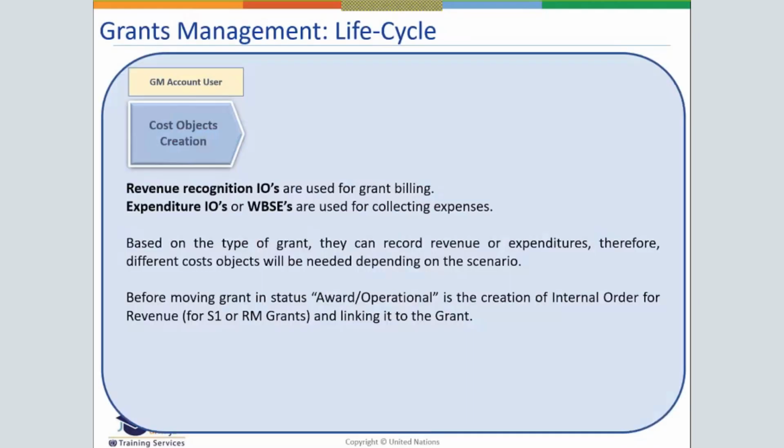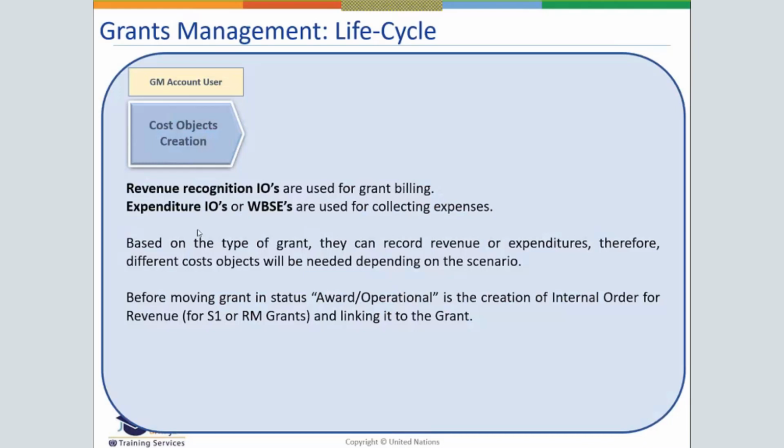Next step is to create the cost objects that we will need to track revenues and expenditures properly. As we mentioned before, we will have revenue recognition internal orders used for the grant billing, and expenditures internal orders or WBS elements for collecting expenses. If we already have a project linked, or this grant is addressed for one specific project, we will not have to create the project, but we will have to update the WBS elements, the accounting information properly, whatever.